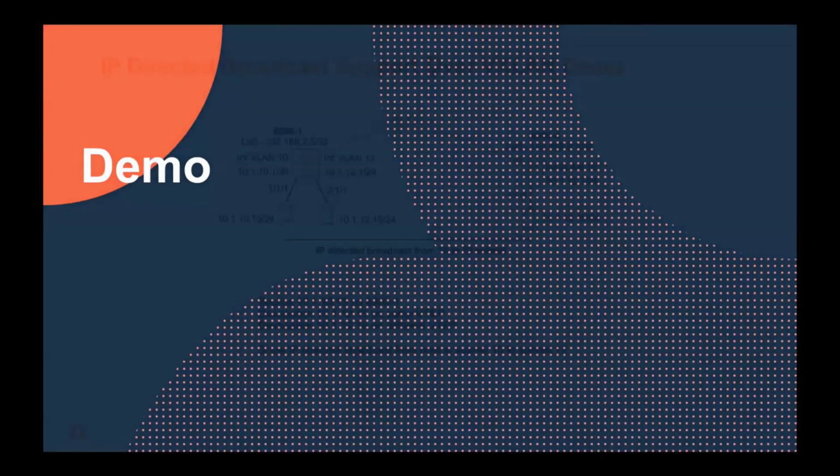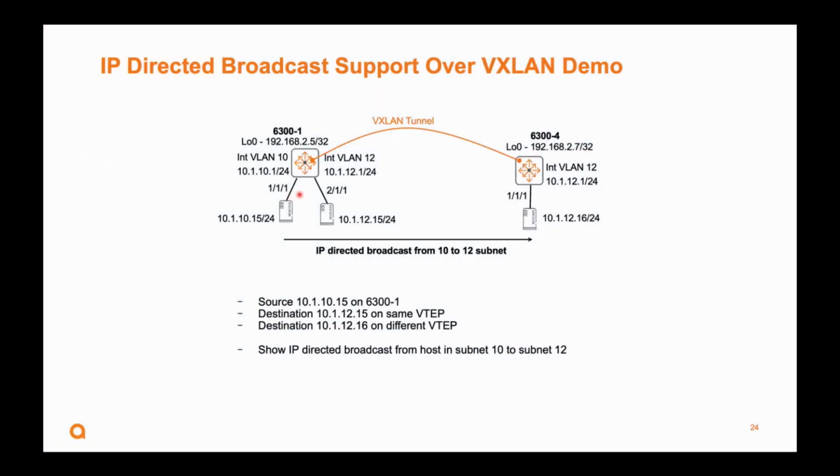Next, I'll move into the demo portion. This is my demo setup. On the left, I have a 6300 number 1. On the right, I have a 6300 number 4. This is my source device that I'm sending a broadcast out on VLAN 10. I also have VLAN 12, a device connected on the same VTAP, and another device on VLAN 12 connected on a remote VTAP.